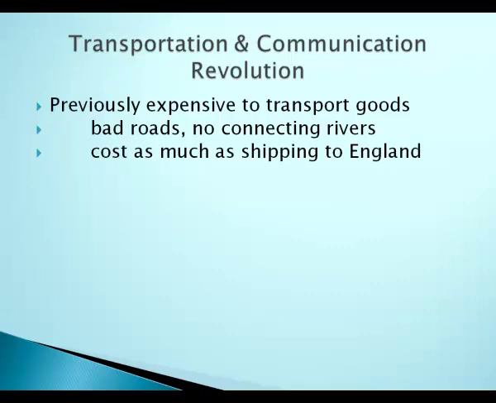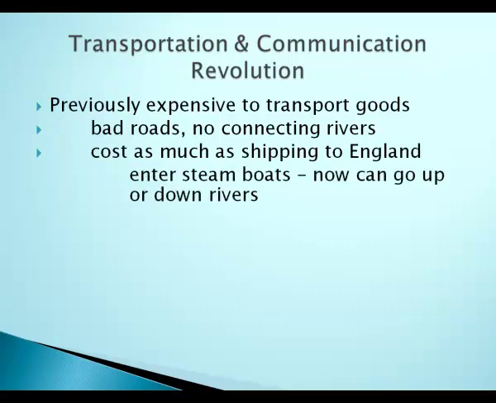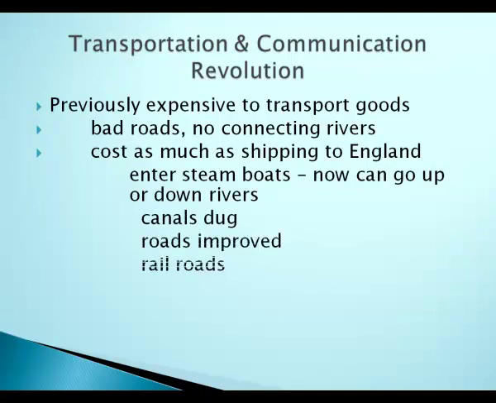It cost as much to ship something in the United States from one state to the other as it would ship it to England. Enter steamboats. And once you had steamboats, you could not only go downriver, like you could on a flatboat, you could go upriver. And they started digging canals. And the roads were improved by the state. And then they entered railroads, which made it even cheaper to transport. And Samuel Morse invented the telegraph in the 1830s, which meant that you would know when something was coming. You didn't just have to guess.